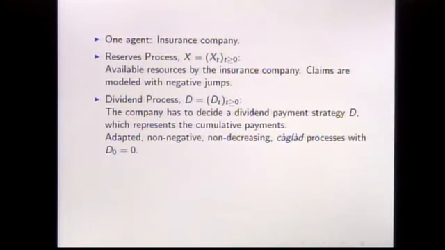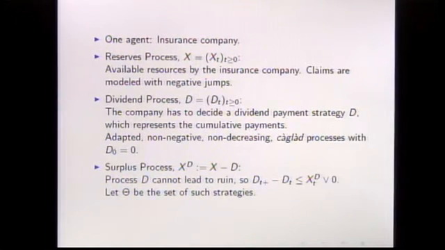And we have a dividend process D, which is the cumulative payments that the company makes through time. This is an adapted, non-negative, non-decreasing càdlàg process, starting at 0, adapted to the filtration generated by X. If we take X minus D, we have the surplus process. We don't allow the dividend process to lead to ruin of the reserve process, so that's this condition. We have theta, the set of strategies that don't lead to ruin.